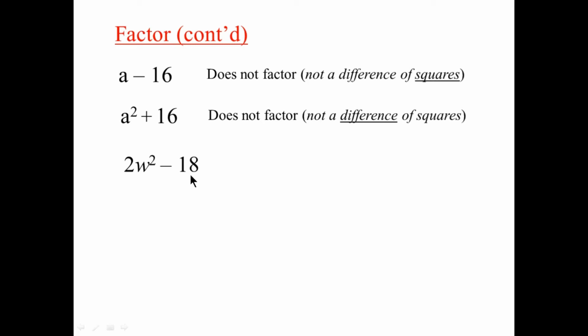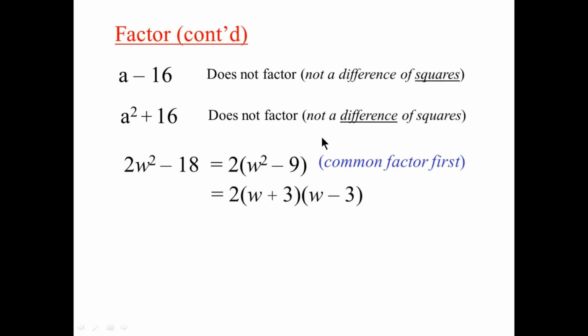Looking at this one, well, 18 is not a square, but if you can common factor an expression, then that's how you must start. Common factor first. And I see that 2 comes out of each term, so we common factor it out. And now one of the factors is a difference of squares. So this w squared minus 9 becomes w minus 3 times w plus 3 in either order.